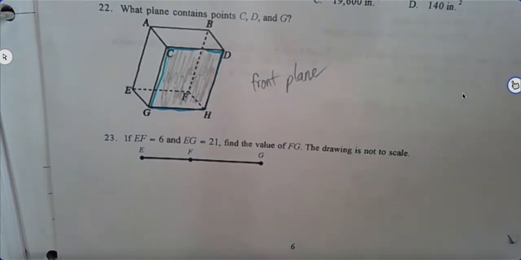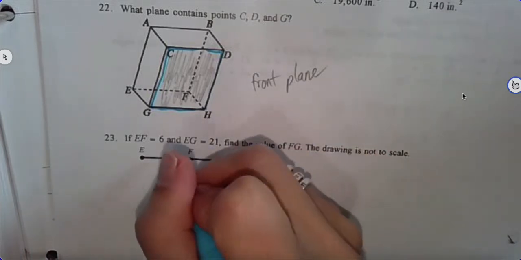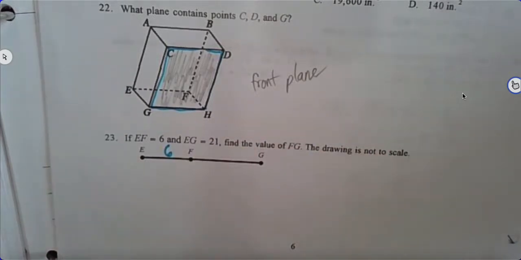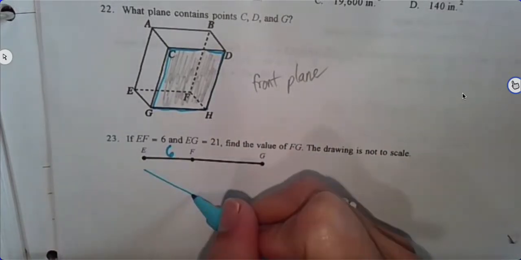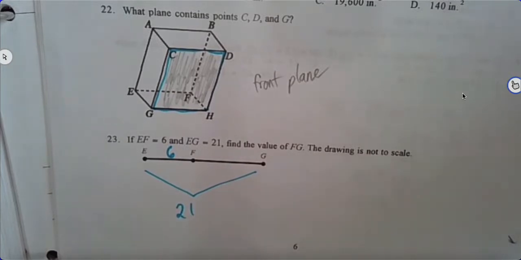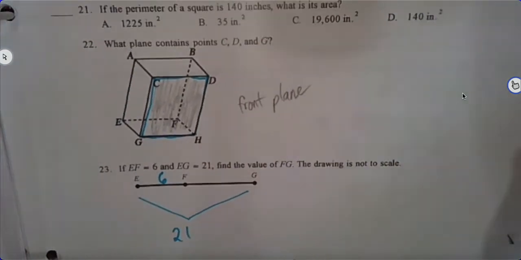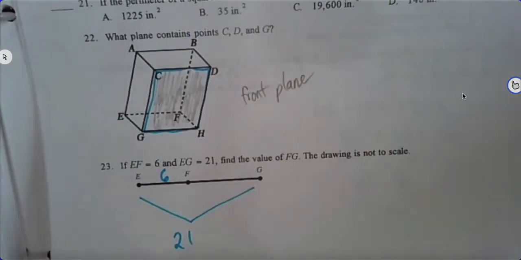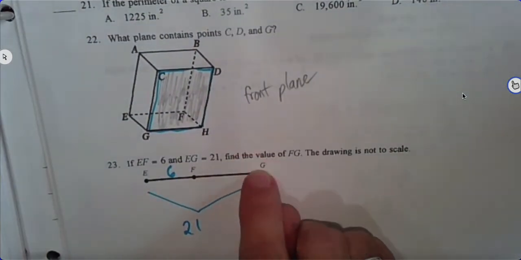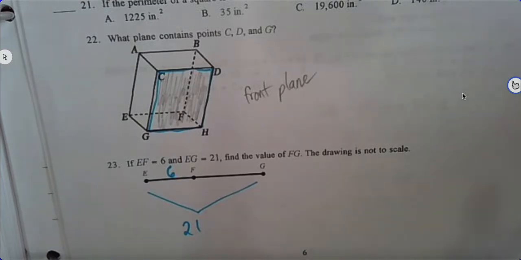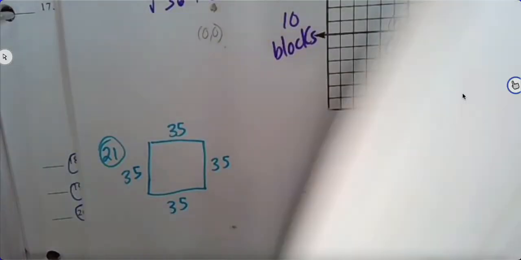EF is 6, right? EG, the whole thing, is 21. It wants to know what's that missing piece. So what would you do? Subtract. Yeah, subtract. 21 minus 6 is 15. So we put FG equal to 15. Or you could just write it right here, 15, and I'll see that you found it. Like, I know what I'm looking for on that.